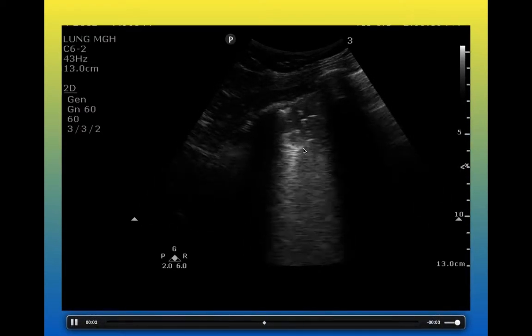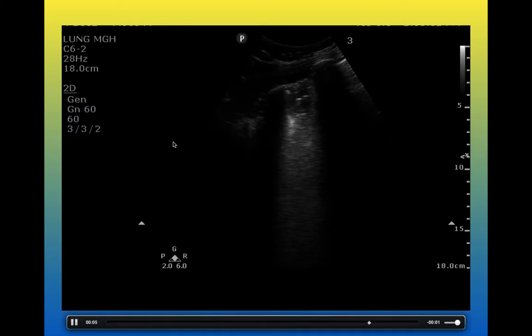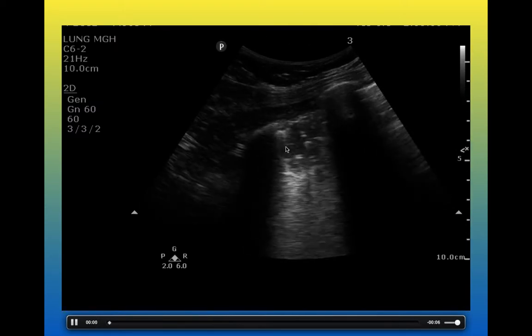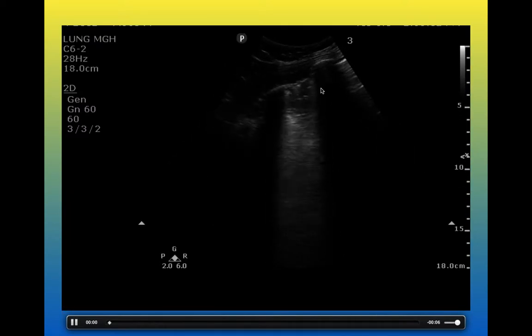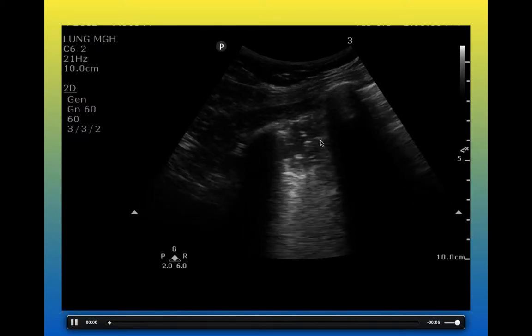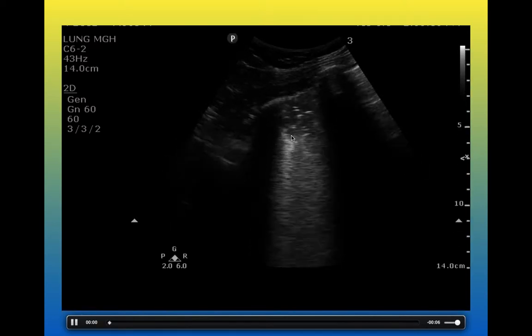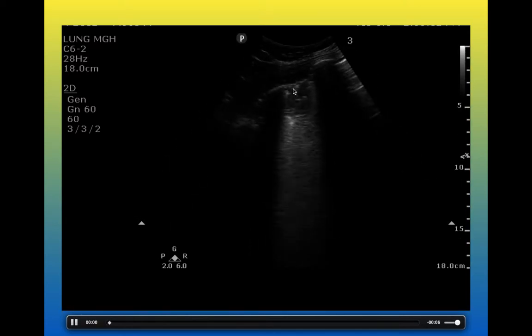Zone 3, so again, if you think of the map I showed you before, this is kind of the right axilla. Here's a definite focal consolidation. You should not see anything here. Lungs should be normal. Normal lungs should not be visible.